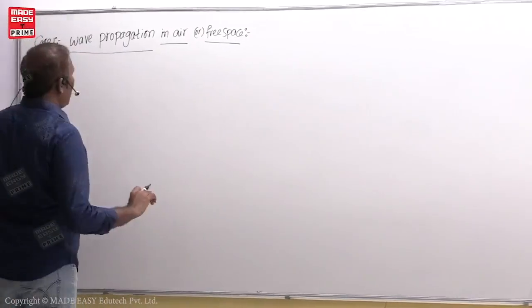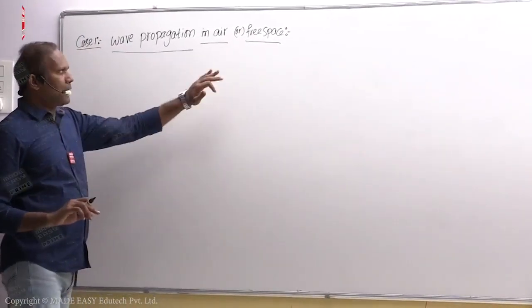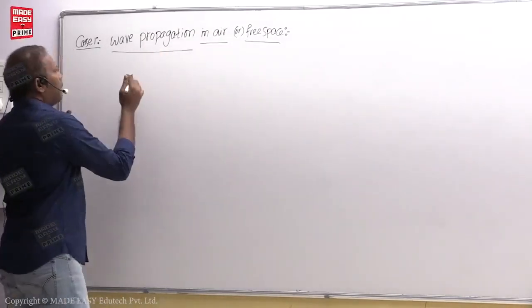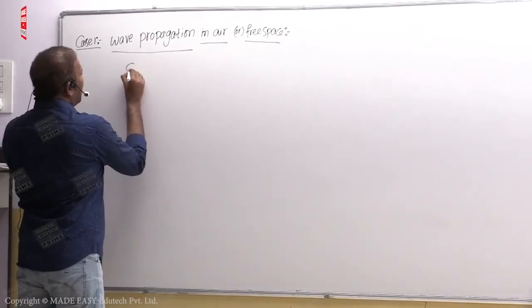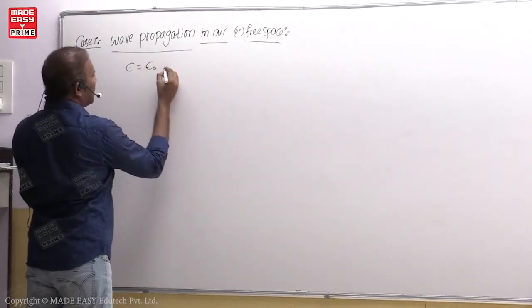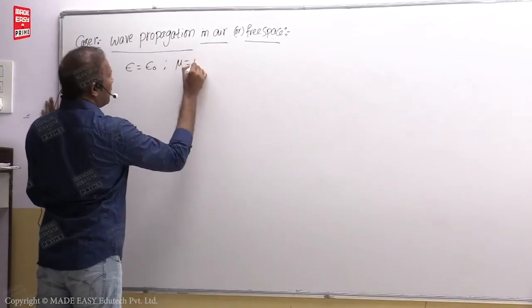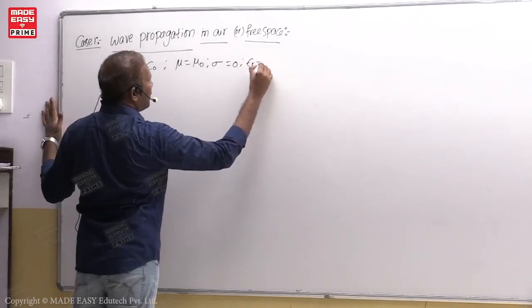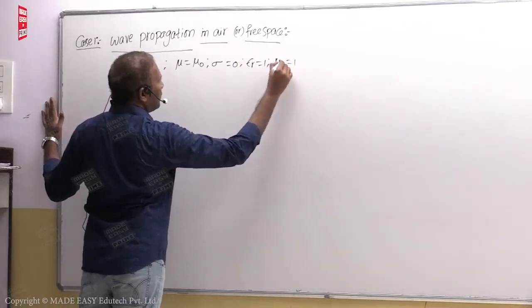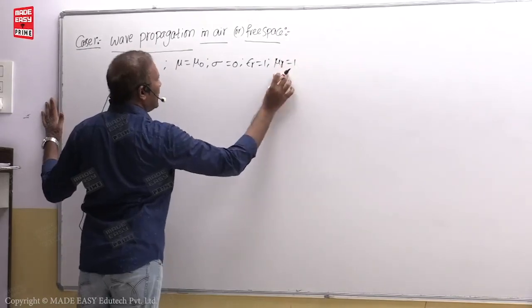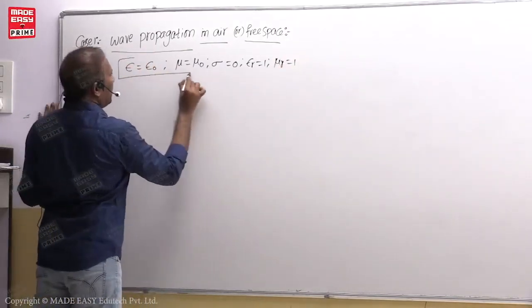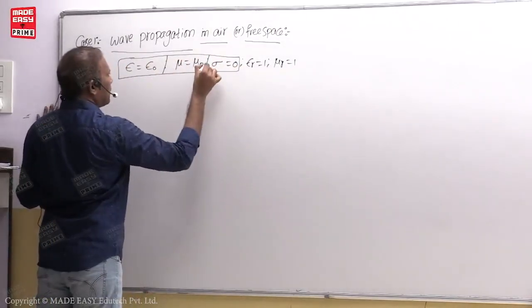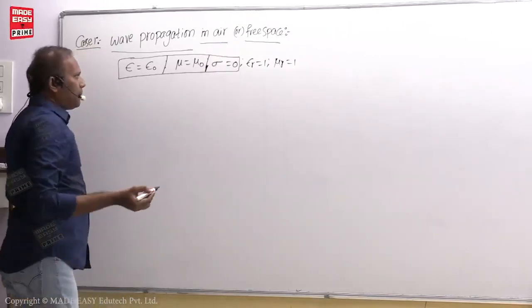First case is wave propagation in air medium, or otherwise free space medium. So for air medium, epsilon is equal to epsilon naught, mu is equal to mu naught, and conductivity is 0. That means epsilon r is equal to 1 and mu r is equal to 1 actually. So these things you have to remember. These are the medium parameters for air medium.